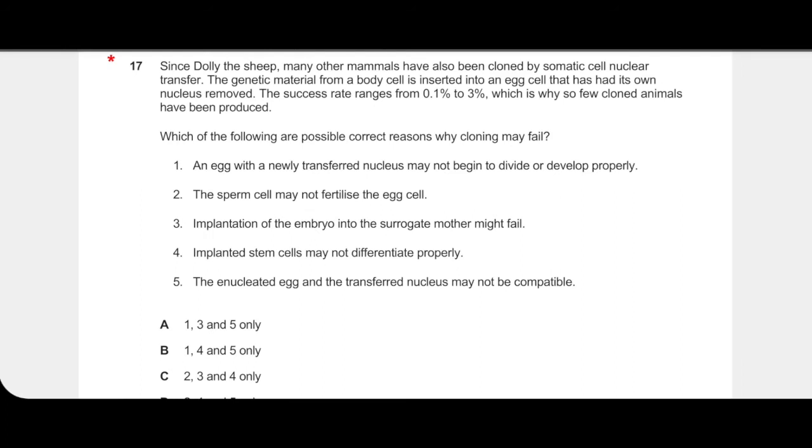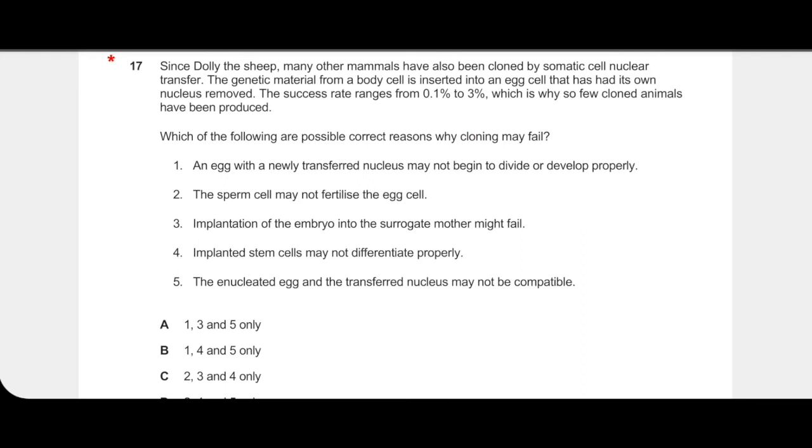Question number 17. Since Dolly the sheep, many other mammals have been cloned by somatic cell nuclear transfer. The genetic material from a body cell is inserted into an egg cell that has had its own nucleus removed. The success rate ranges from 0.1 to 3%, which is why so few cloned animals have been produced. Consider the following statements. Statement 1. An egg with a newly transferred nucleus may not begin to divide or develop properly. 2. The sperm cell may not fertilize the egg cell. 3. Implantation of the embryo into a surrogate mother might fail. 4. Implanted stem cells may not differentiate properly. 5. The inoculated egg and the transferred nucleus may not be compatible. Which of the following numbered statements above are possible correct reasons why the cloning may fail?